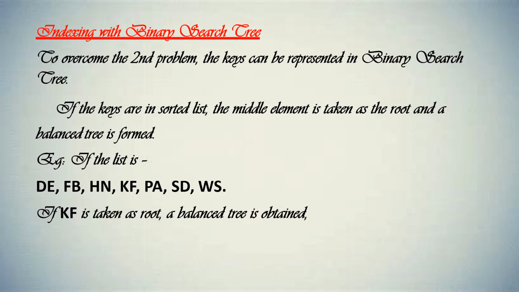Indexing with binary search tree. To overcome the second problem, the keys can be represented in a binary search tree. If the keys are in a sorted list, the middle element is taken as the root and a balanced tree is formed. For example, if the list is DE, FB, HN, KF, PA, SD, WS, if KF is taken as root, a balanced tree is obtained.